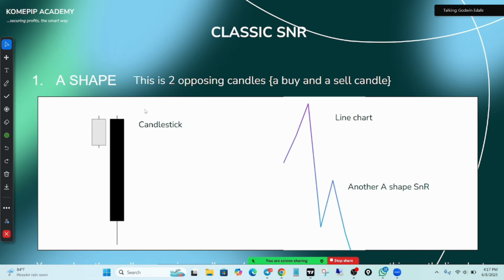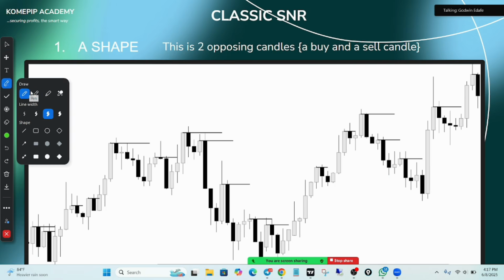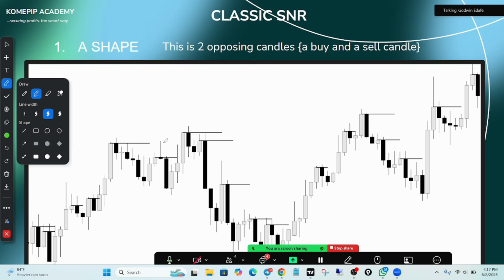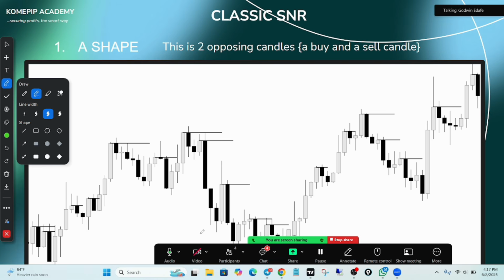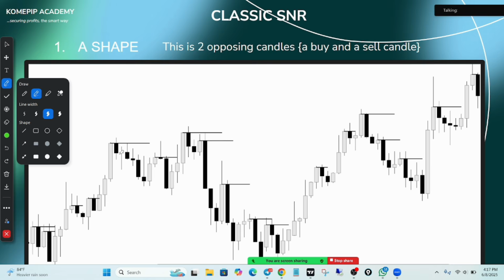Let's continue. This is a chart example. This is your assignment, and please, I want everyone, once you watch the video, if you are going to rewatch it, to make sure you send your assignment to the group chat. What's your assignment? Mark out A shape for 1 full week.